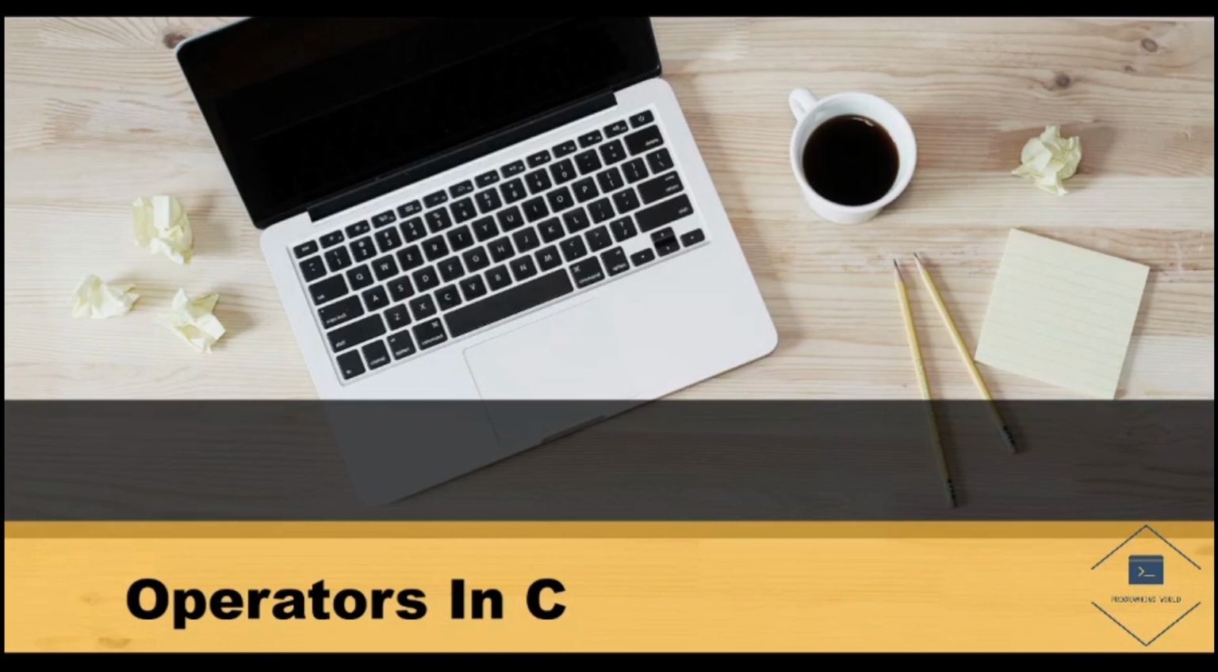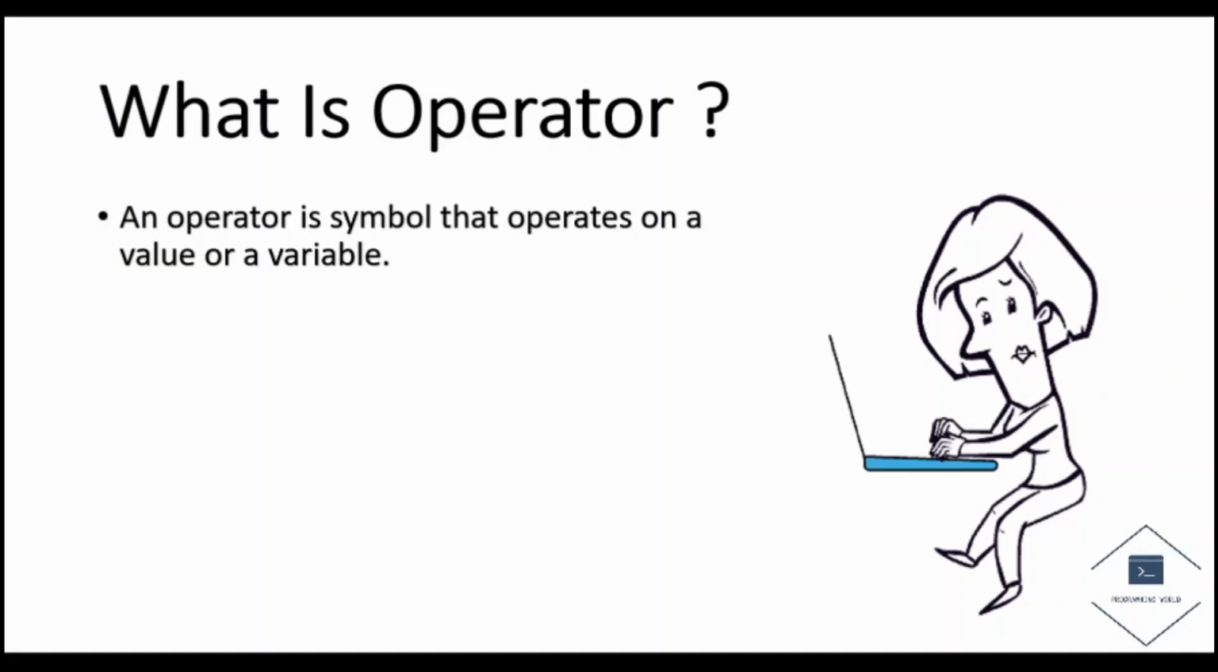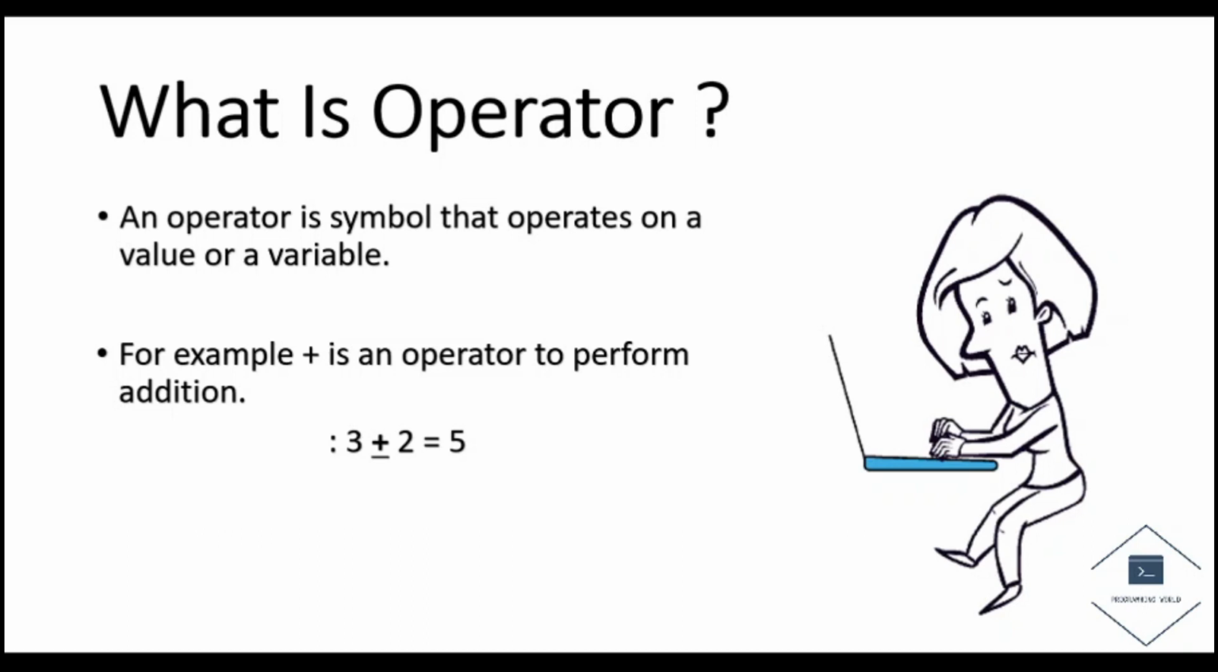In this video, we are going to learn about operators in C. Now, what is an operator? An operator is a symbol that operates on a value or a variable. For example, plus is an operator to perform addition. In the following example, 3 and 2 are operands and plus is an operator.